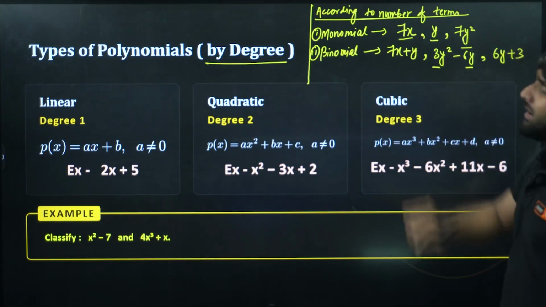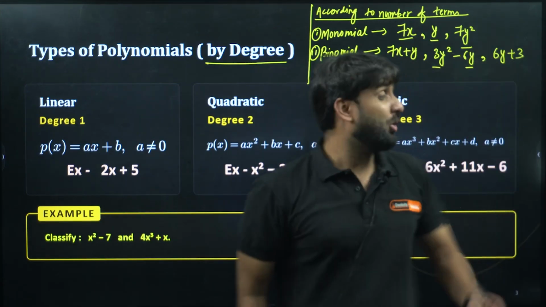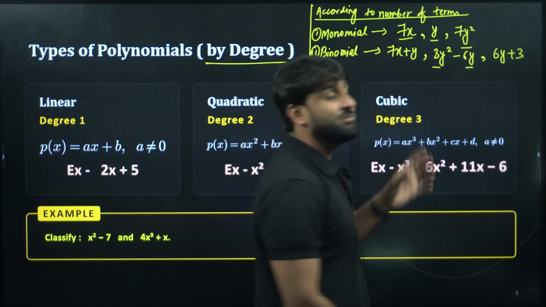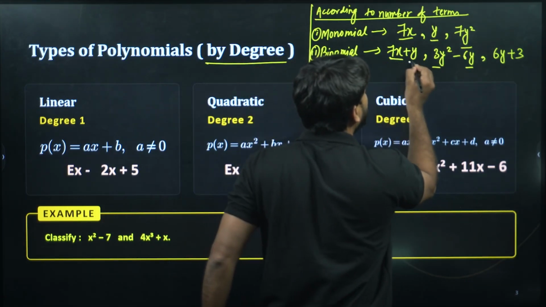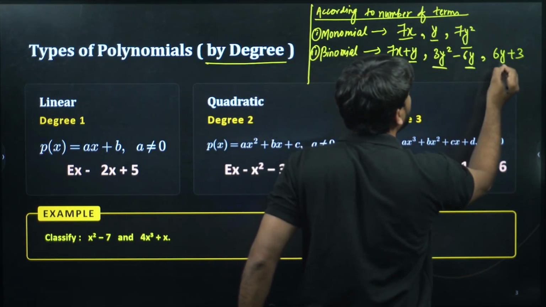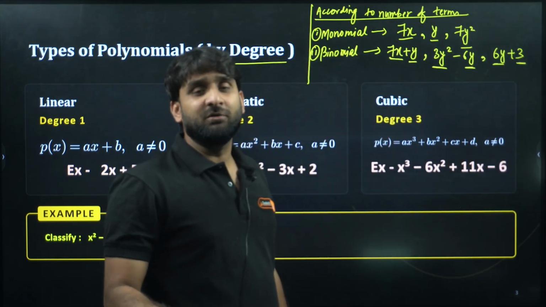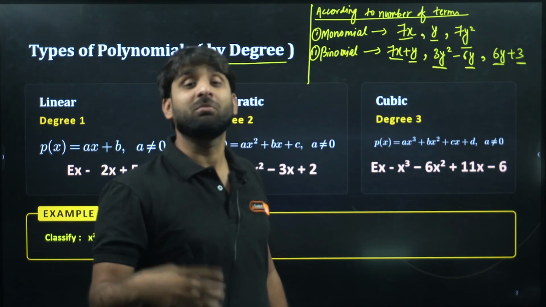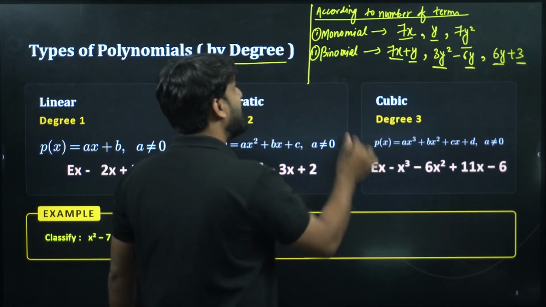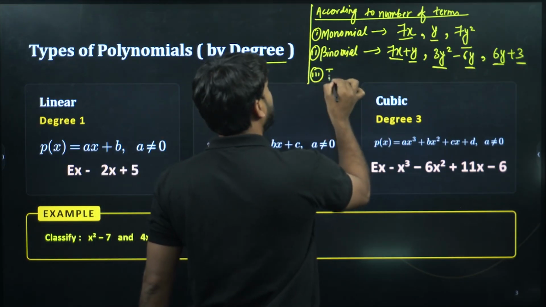So they all are binomials. Why? In all these three expressions, there are two terms. These are called terms: 1, 2, 1, 2, 1, 2. So both the terms will be separated using an operation, and operations are what? Positive and negative sign. And third comes trinomials.